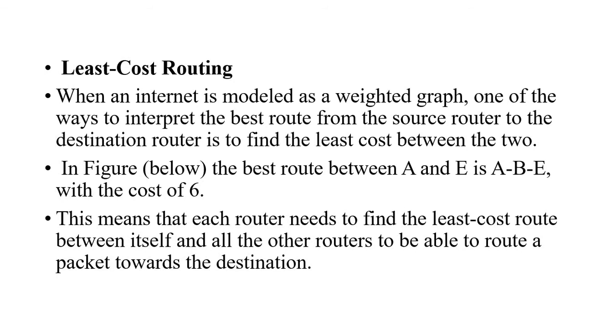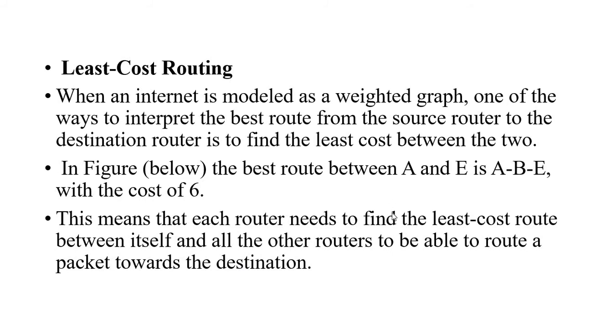Now in unicast routing we also have to know about least cost routing. Least cost routing is about how we can find the shortest path. Every router has a routing table. The routing table is shared among the available nodes in the network, and every individual node updates its own table after getting information from the neighboring node. This approach can be considered a weighted graph. When an internet is modeled as a weighted graph, we can find the best route from the source router to the destination.